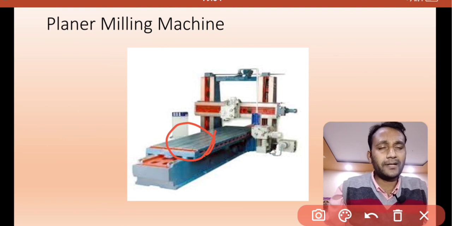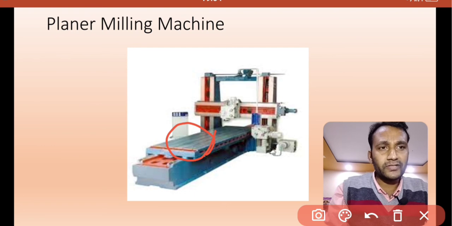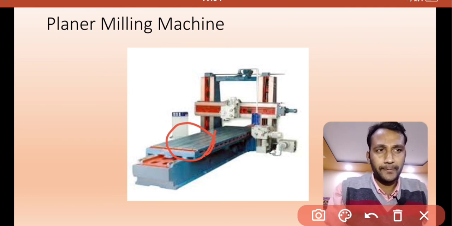It is just like a planer, but in the planer the cutting motion is imparted to the workpiece and feed is given by the tool. But in the planer milling machine, the cutting motion is imparted to the milling cutter or the tool which is mounted over the spindle, and feed is given to the workpiece which is mounted over the table. The table has T slots, and on the table you can mount any vise, and in the vise you can clamp any workpiece over which you need to perform the machining operation.